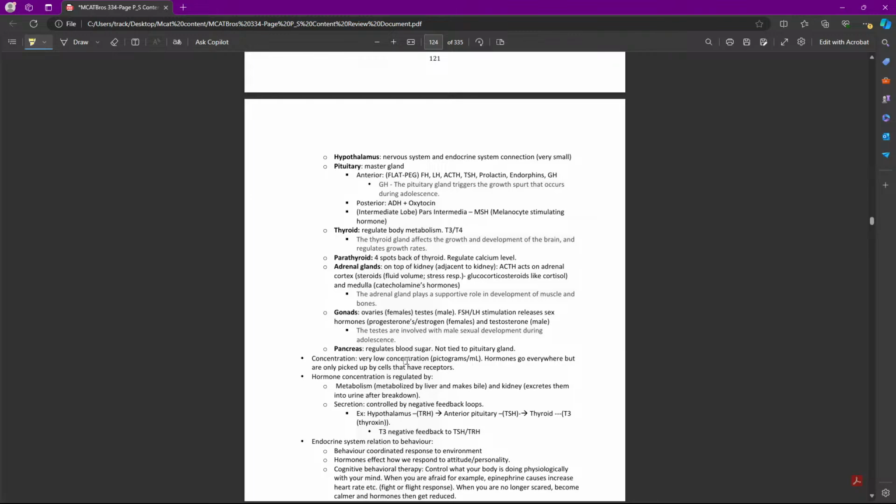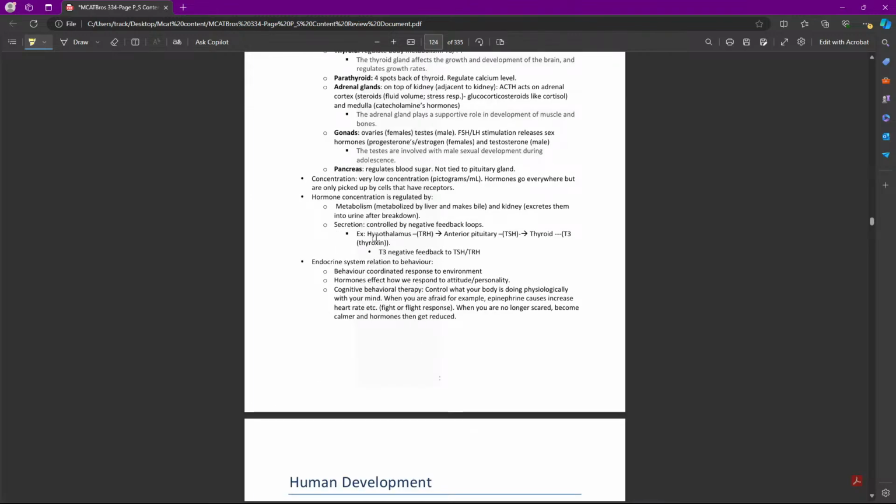Depends on the concentration. Hormones go everywhere, but are only picked up by cells that have receptors. Okay? Metabolism in the kidney can break down hormones. So, an example of a pathway is a negative feedback loop. Hypothalamus causes the thyroid releasing hormone, which goes to the anterior pituitary, which releases the thyroid stimulating hormone, which affects the thyroid and produces thyroxine, which negatively regulates TSH and TRH.